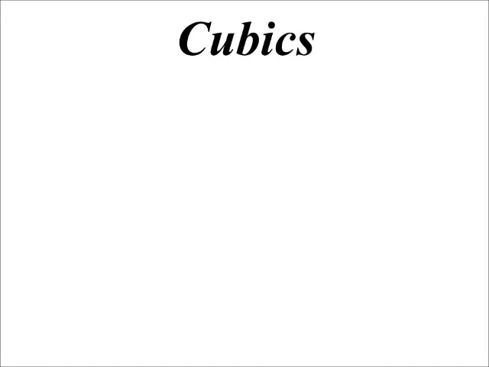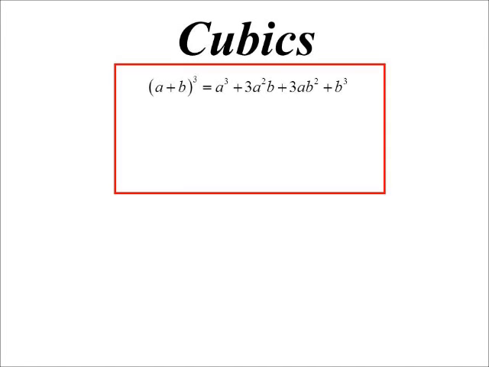Let's just talk a little bit about cubics and some of the common cubics. The perfect expansion for a cubic: a cubed, 3a squared b, 3ab squared, b cubed. You'll notice the powers of a are going down by 1, the powers of b are going up by 1. At any time, the two powers add up to the power of the expression, in this case 3 for a cube. And that pattern exists for all binomial expansions.